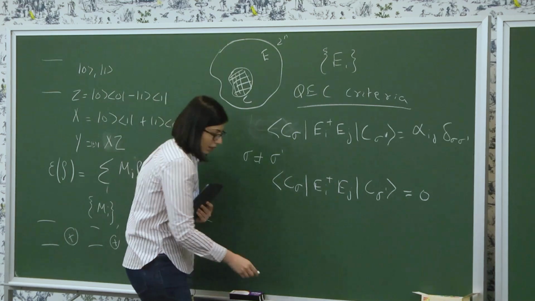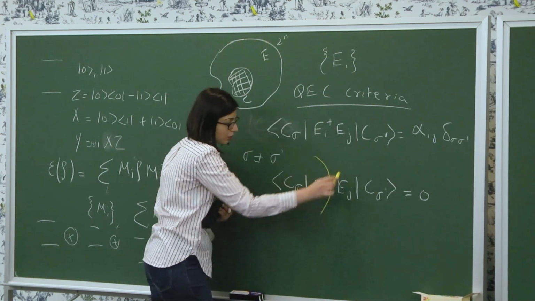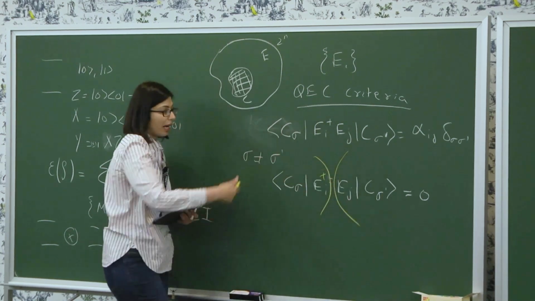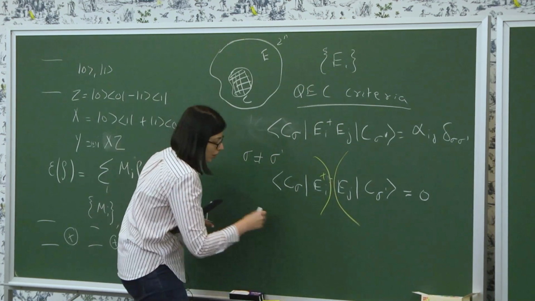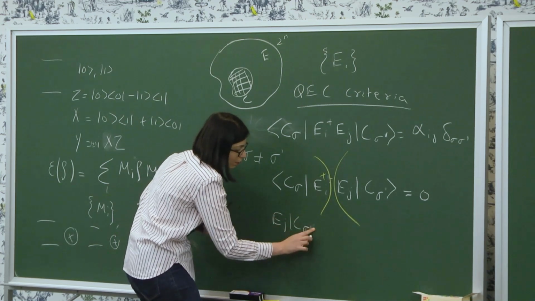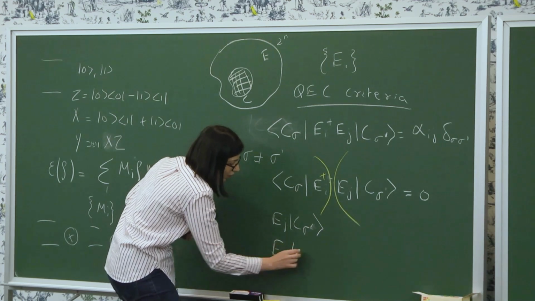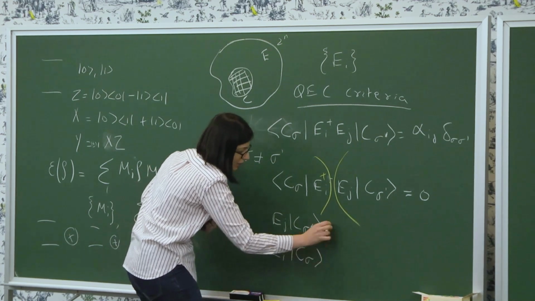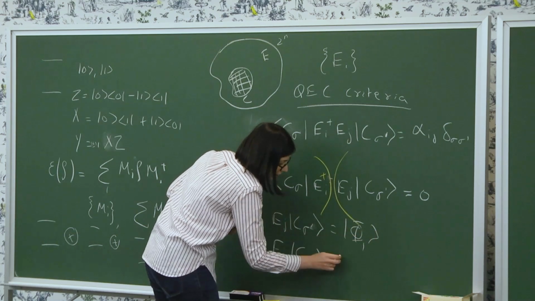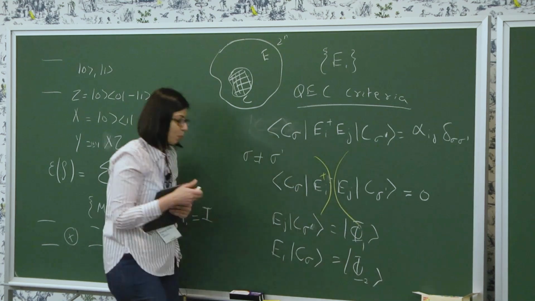So to understand what this really means, let's divide this into two halves. You have a state which is EJ acting on C sigma prime, and you have EI acting on C sigma. So this is some state big psi 1. Let's call this big state psi 2.